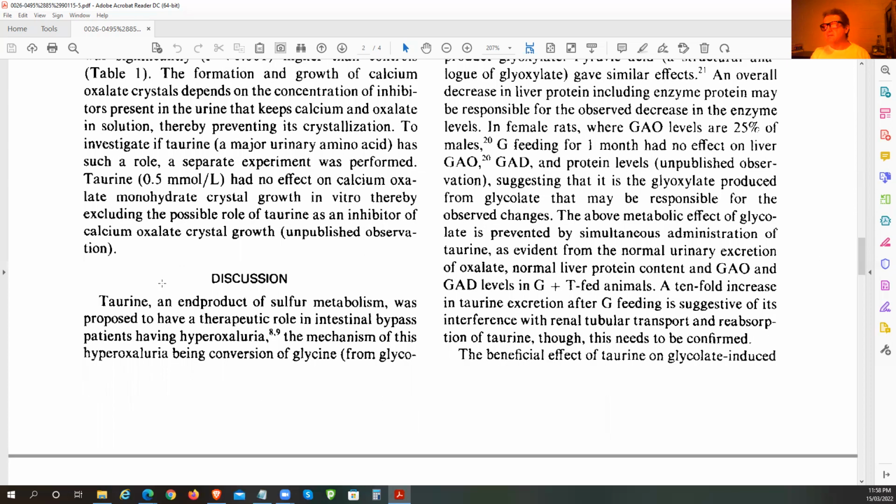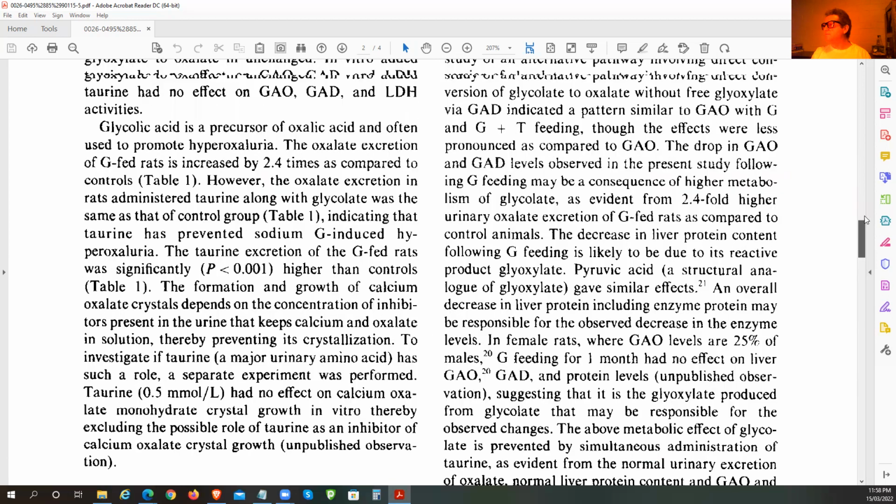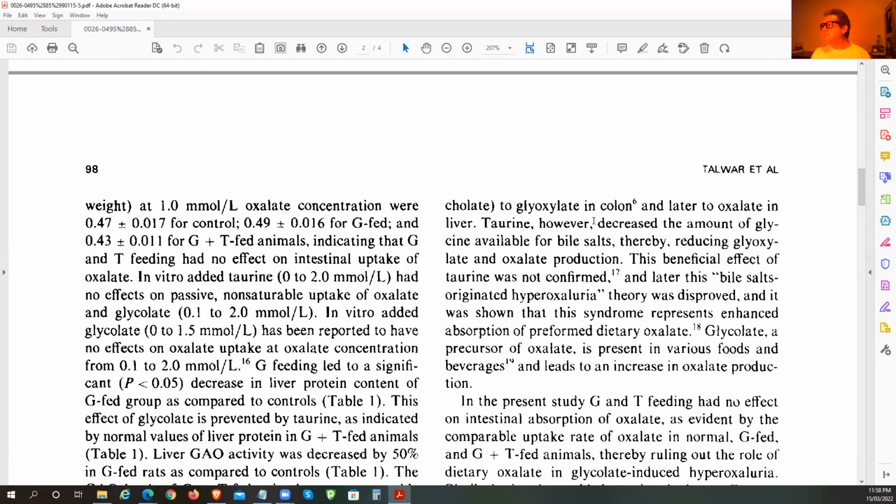In the discussion part, taurine as an end product of sulfur metabolism was proposed to have a therapeutic role in intestinal bypass patients having hyperoxaluria. So they're trying to determine what's the best approach. The mechanism of this hyperoxaluria being glycine from glycolate. Glycine in the colon related to oxalate in the liver. Taurine, however, decreased the amount of glycine available for bile salts, thereby reducing oxalate production.